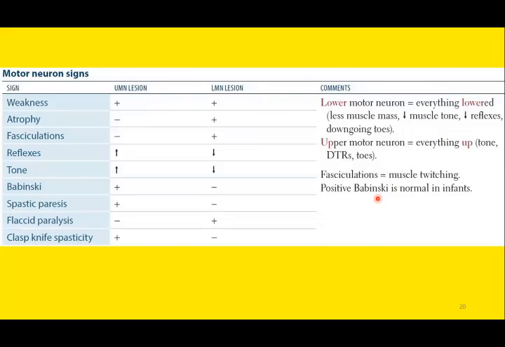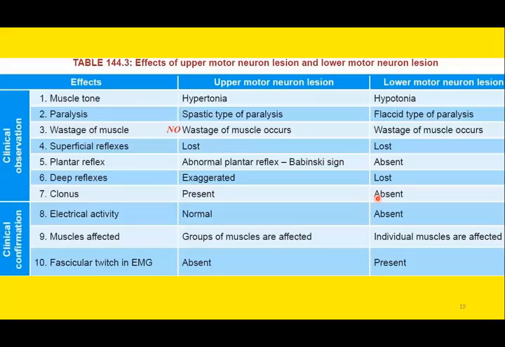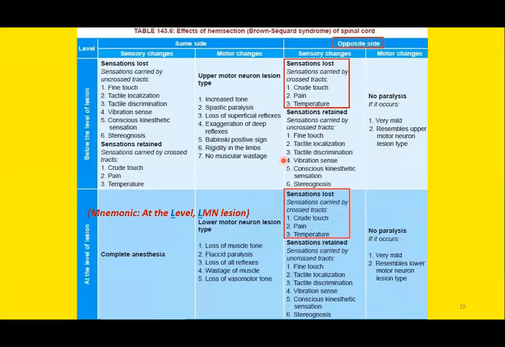So in Brown-Sequard syndrome, these are the sets of sensory and motor changes on the same side and contralateral side. The easiest way to remember is that there is lower motor neuron type of paralysis at the level of lesion and upper motor neuron type paralysis below the level of lesion. These are the motor changes. No motor changes on the contralateral side. Number one. Number two is the sensory changes.